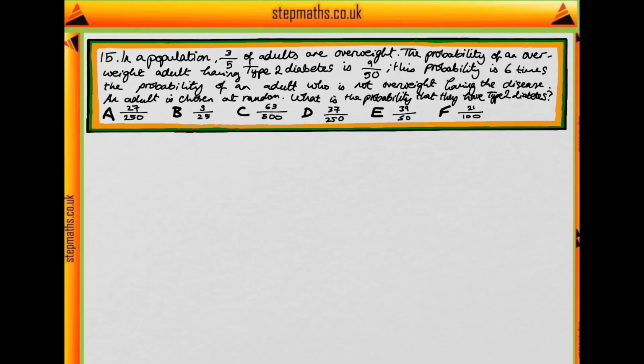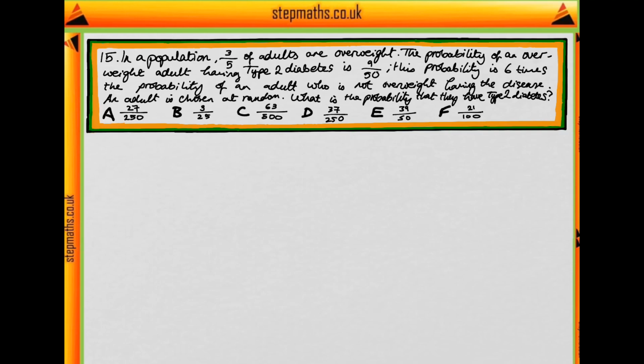This is question 15 of the Natural Sciences Admissions Assessment, paper 2016. And this is a question about probability. So we have a population of which 3/5 of the adults are overweight. And if an adult is overweight, then the probability that they have type 2 diabetes is 9/50.